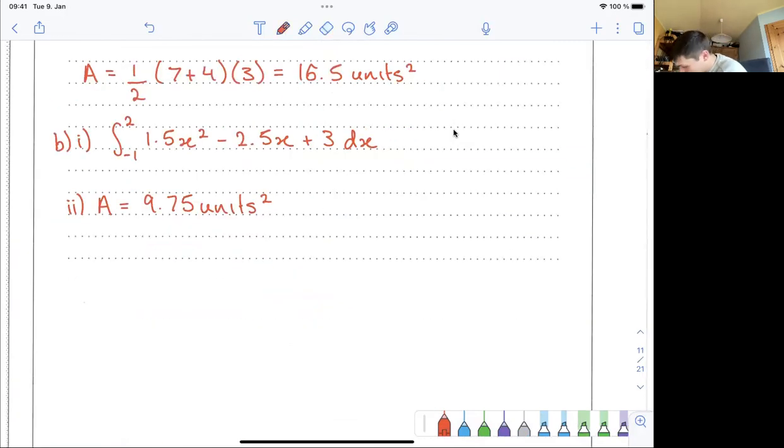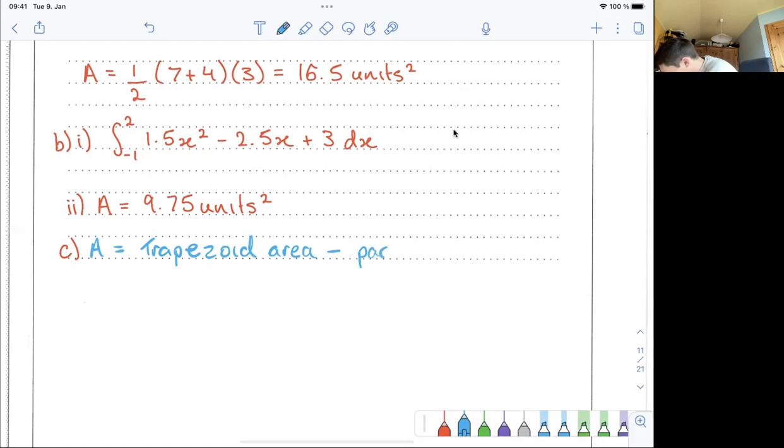And so for C, the area is equal to trapezium. I'll write that a bit nicer. Or we'll say trapezoid, because that's what IB calls these shapes. So trapezoid area, subtract part B1 area, part B2 area.